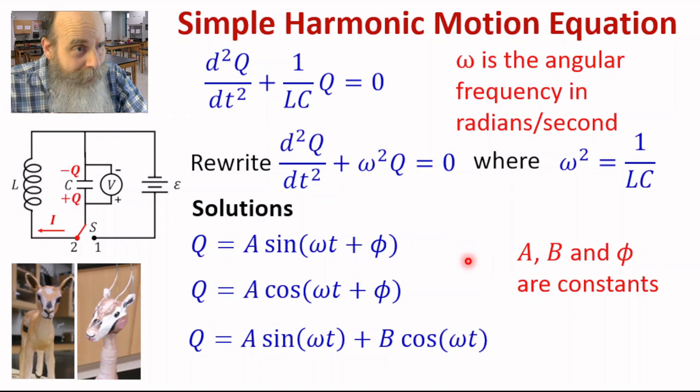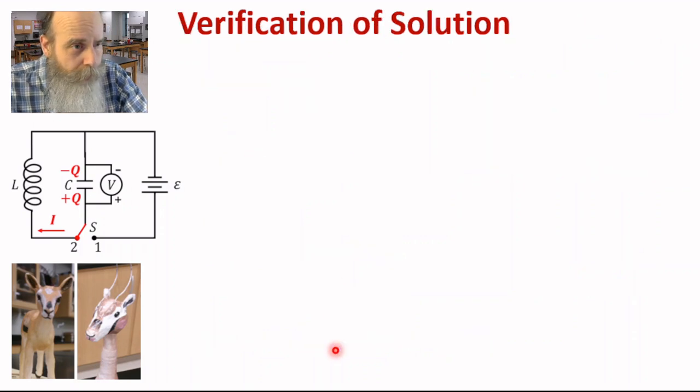Why is that? This is a second order differential equation. We have two derivatives here. To solve this equation, we have to integrate twice. And each time you integrate, you get another constant. So we have two constants here.